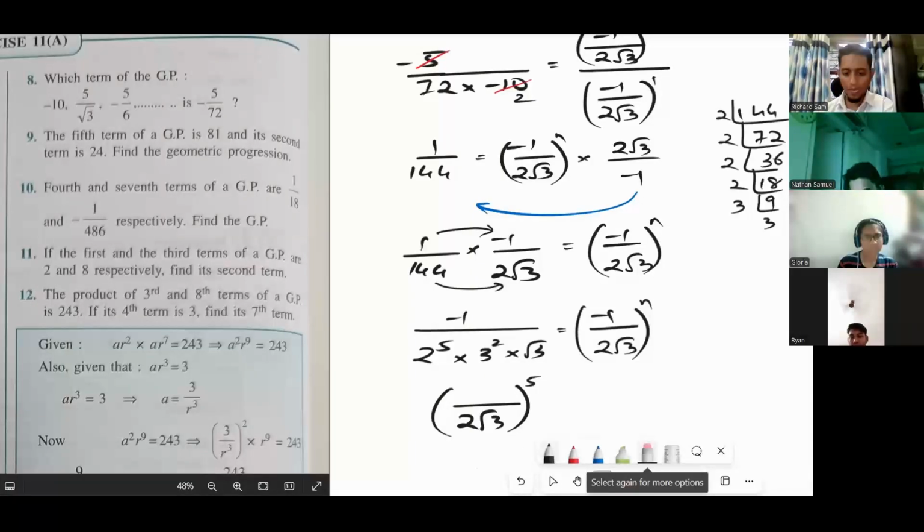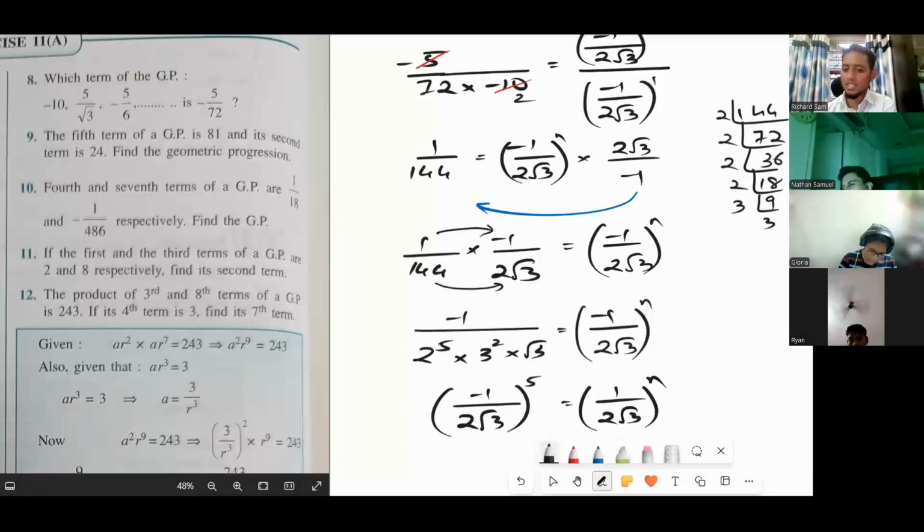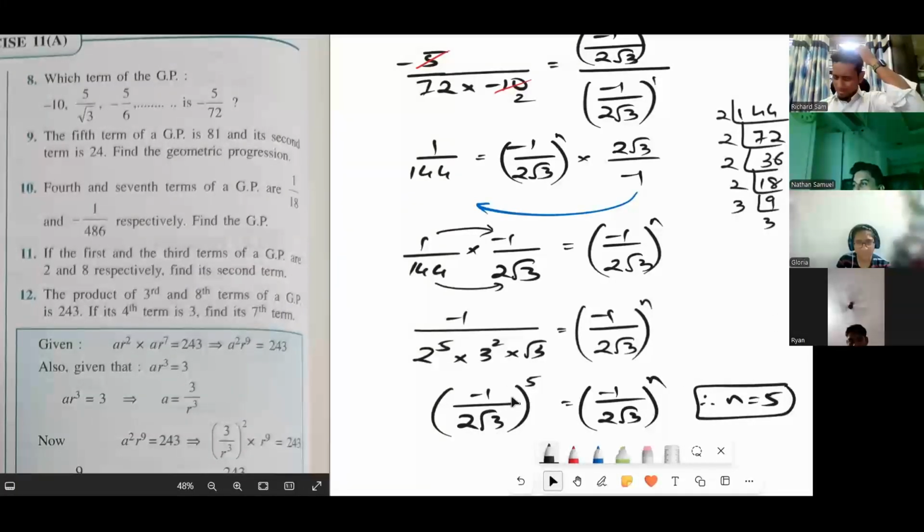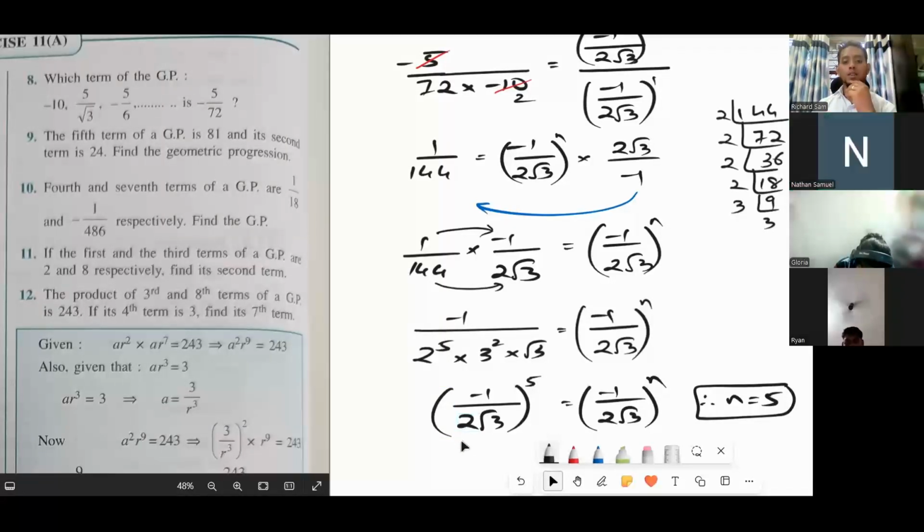So it is coming minus 1 upon 2 root 3. This whole thing is becoming equal to 1 upon 2 root 3 whole raised to n. So when the bases are same, therefore 5 is equal to n, or n is equal to 5. But we need to figure out how to get this in the right way. How did we get this one? How did we get minus 123?